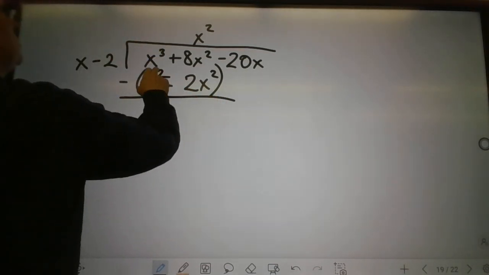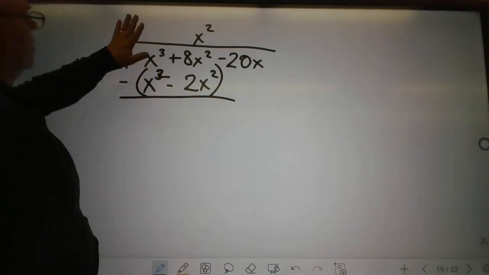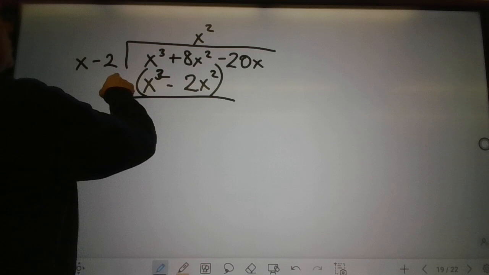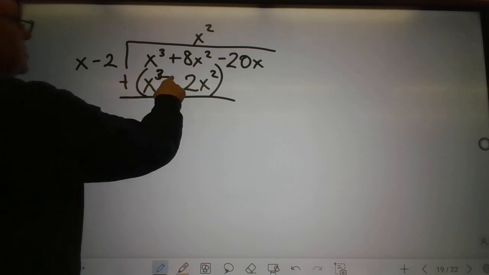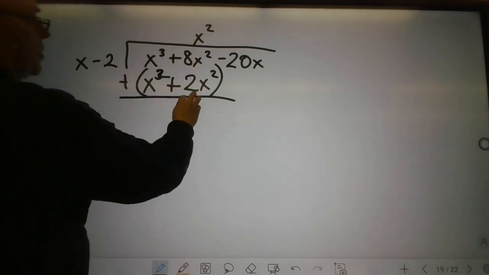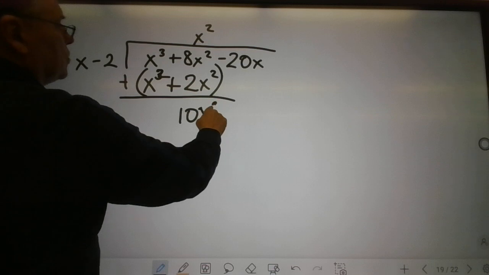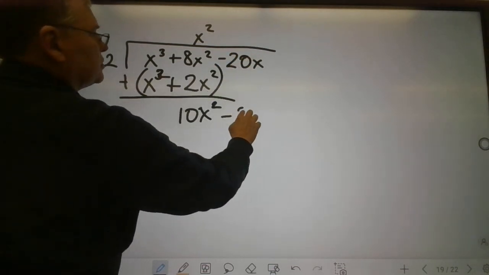Whoops, I'm sorry, that should be an x cubed. That will be gone. Subtracting the negative, same as adding the positive. So this will end up being a 10x squared. Bring down the next term.